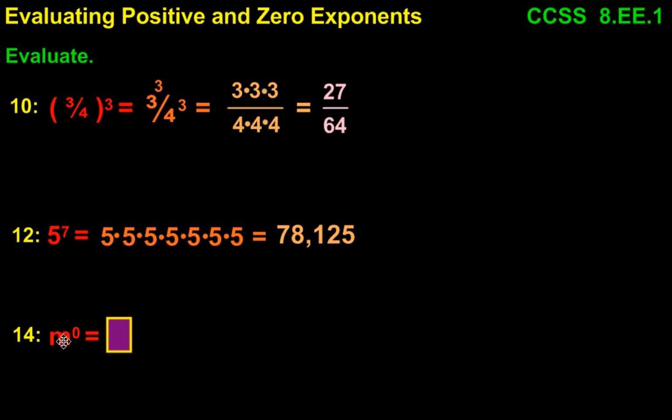For number 14, we have m to the 0 power. This could seem confusing, but honestly it's not, because all you need to remember is that anytime you have a 0 as an exponent, the entire thing is equal to 1.